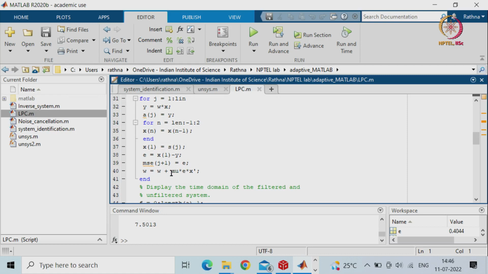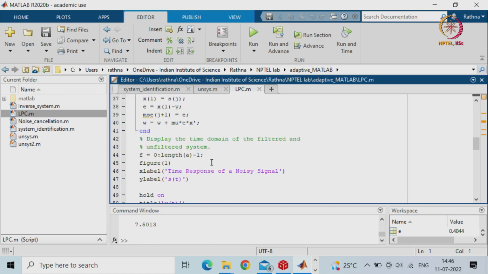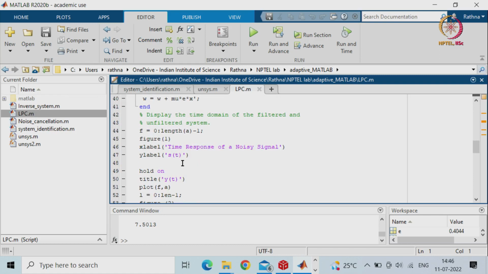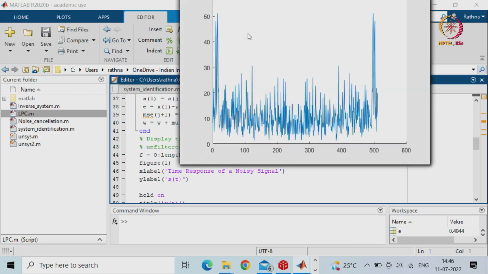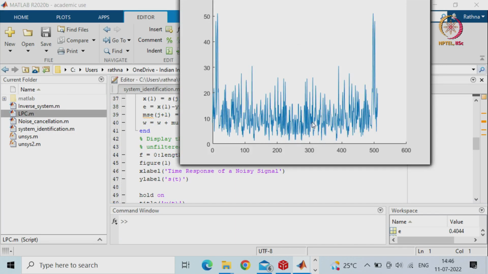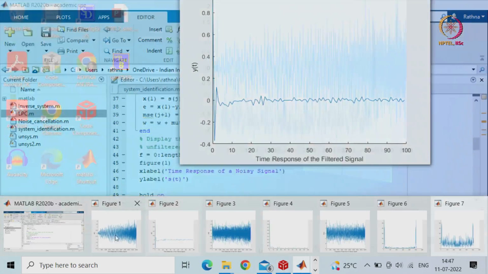This is how your W vector is getting updated, and these are the displays you will be looking at. So, we will run it and see how the algorithm is going to behave. We will be seeing all the figures; this is our input wave here also.